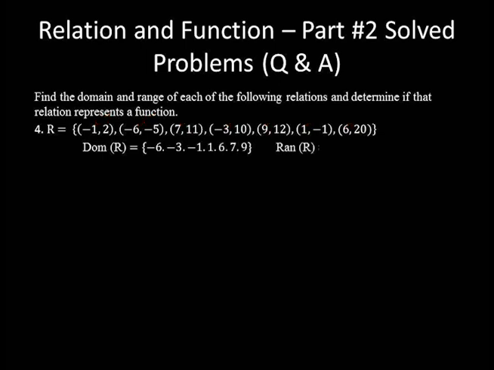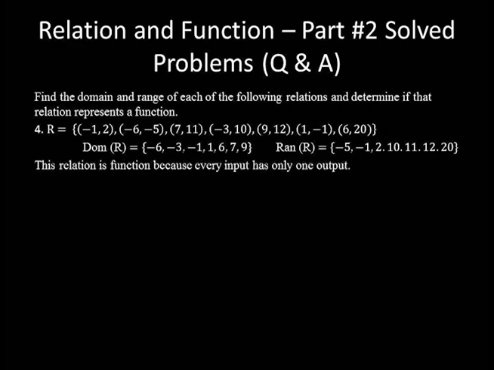Range of relation equals: range refers to the y values in the given set. The smallest y value is -5. The next one is -1, then 2, then 10, 11, 12, and the highest one is 20. As we can see here, no x value is paired with more than one y value. Thus, this relation is a function because every input has only one output.